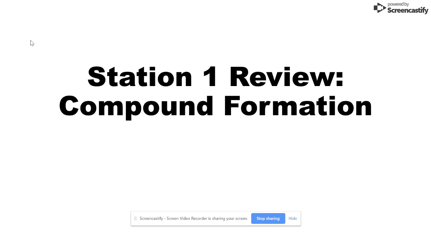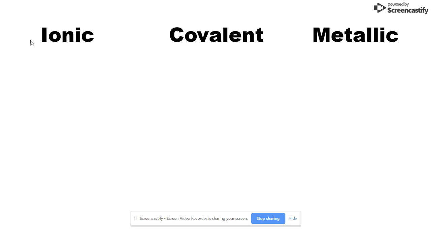Okay, so in this station, we're going to be talking about compound formation. And in order to do that, first we're going to discuss the different types of bonds that we learned last year in K chemistry. Hopefully, you'll remember some of the basics about these main bond types.